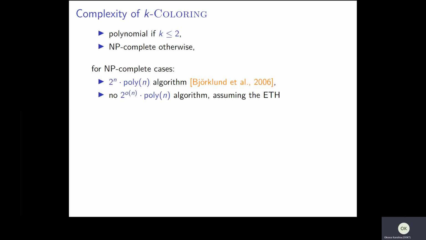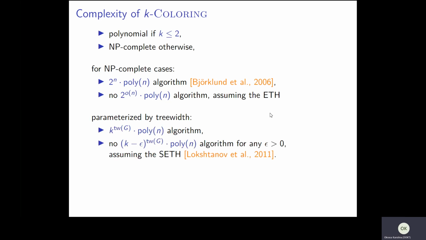And as for the treewidth, the standard dynamic programming over tree decomposition gives us this K to the treewidth upper bound. But on the other hand, there is a theorem saying that this bound is optimal, right? We cannot have something smaller here in the base.